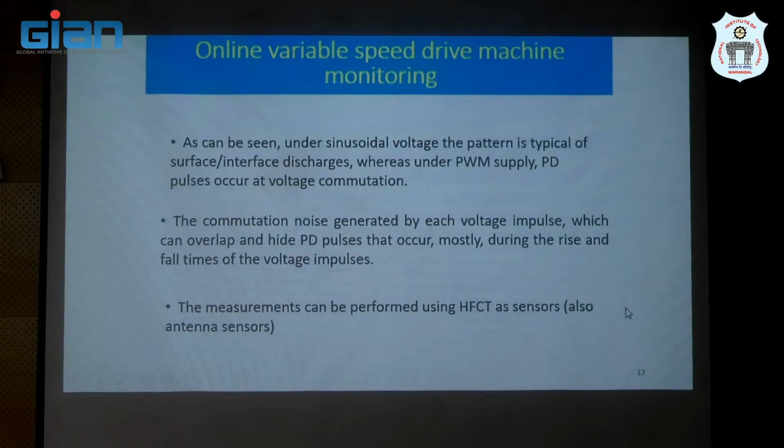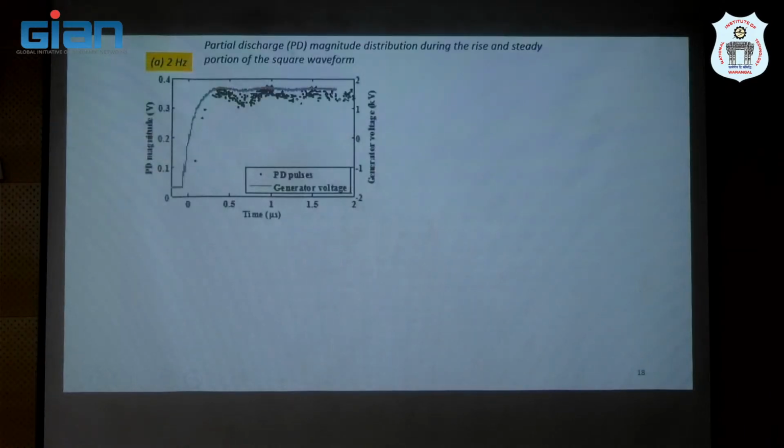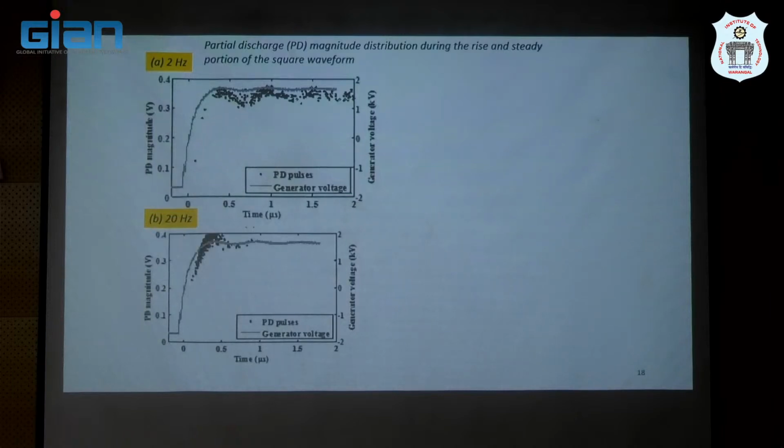So we can use some of the detection techniques, like high frequency current transformers, even some antenna type of techniques we can use. Also acoustic type of sensors we can use for the detections. So we can see the PD pulse, and how it is at different frequencies.